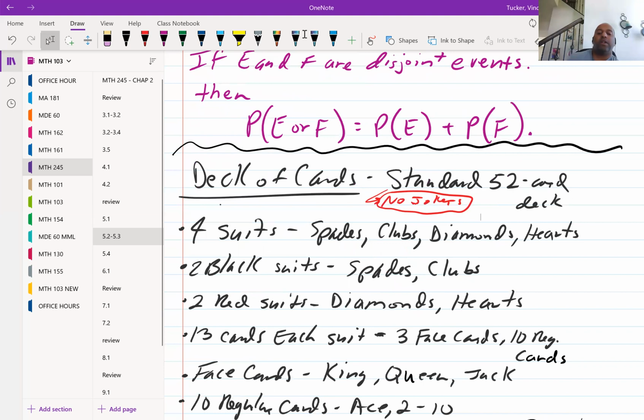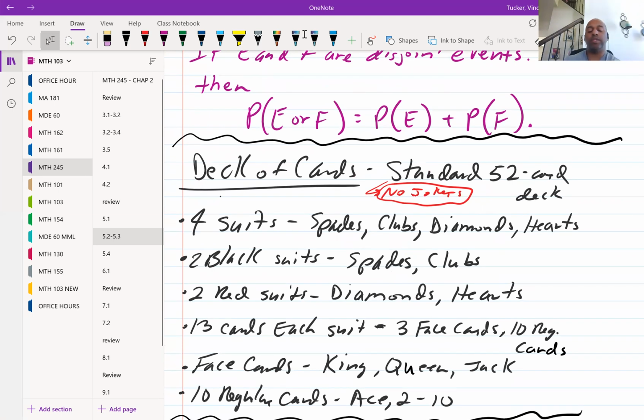All right, so your face cards are king, queen, and jack, and your regular cards are considered your ace, and then 2 through 10. So your ace is not a face. Ace is not a face card.